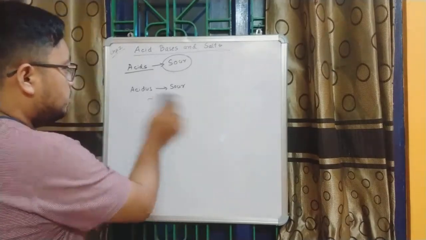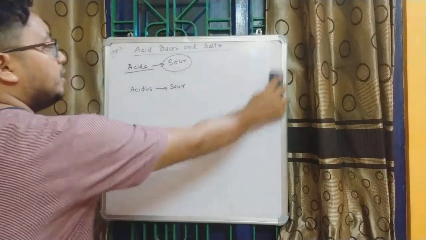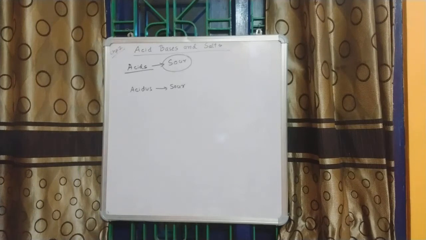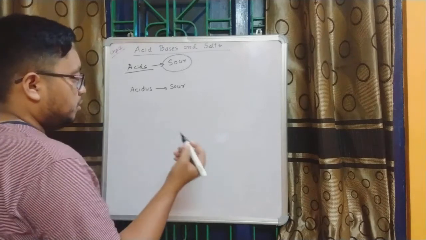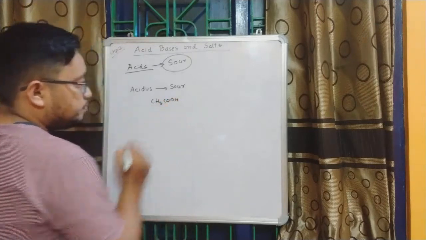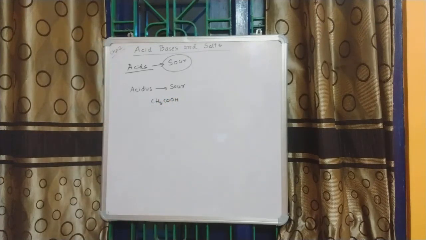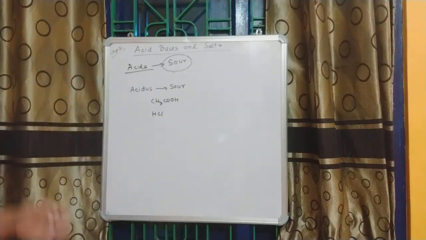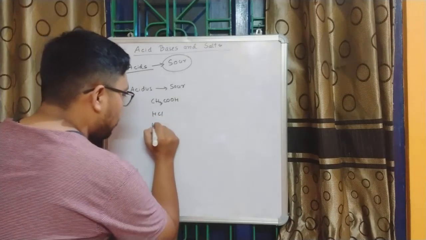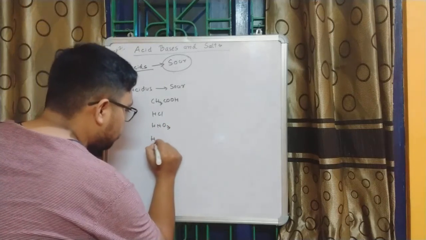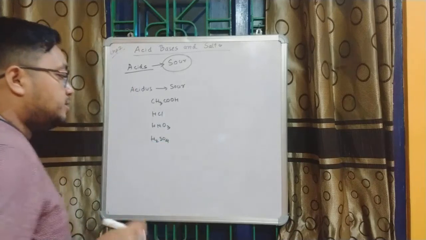Since sourness is not the sole criteria to determine whether a substance is an acid or a base, what alternative can we think of? Just try to write down the formulas of the acids. CH3COOH is the formula for acetic acid. HCl is the formula for hydrochloric acid. Then we have HNO3 for nitric acid. Then we have H2SO4 for sulfuric acid, and so on.